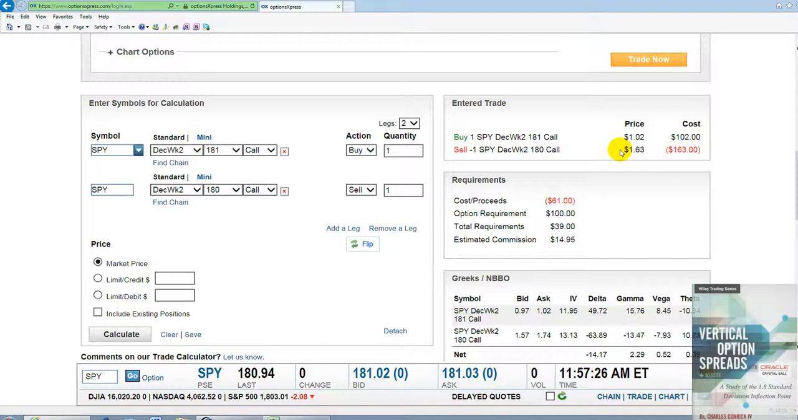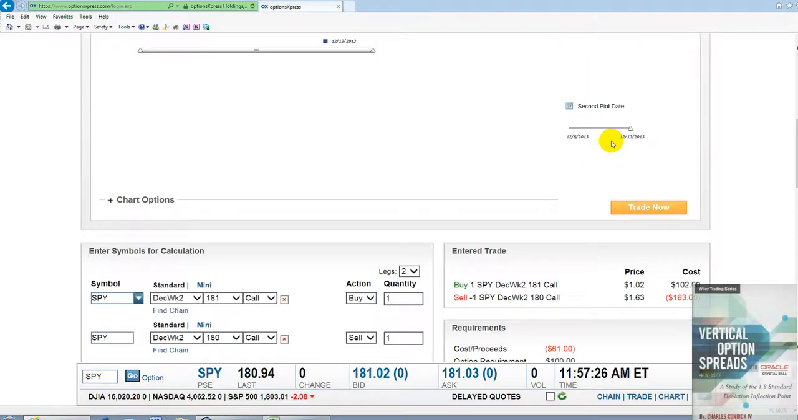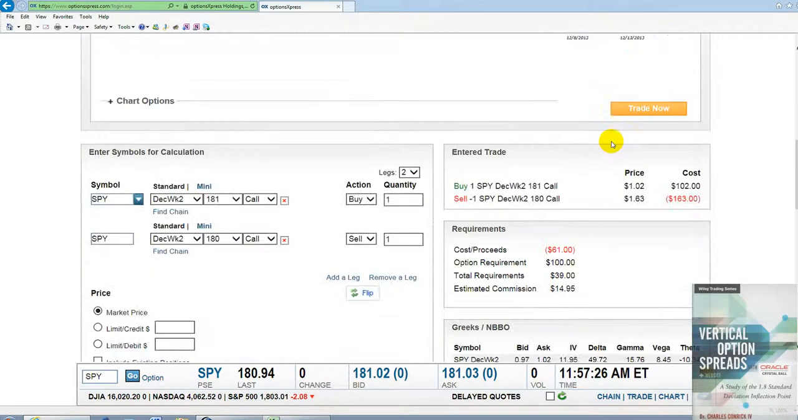The bear put was a debit spread. Well, so will be the bull call. So we're going to close out by looking at a bull call spread. And to do that, all we're going to do is change the purchase of this. What we'll do is we will flip this, this will be a buy and this will be a sell. And we'll recalculate it.